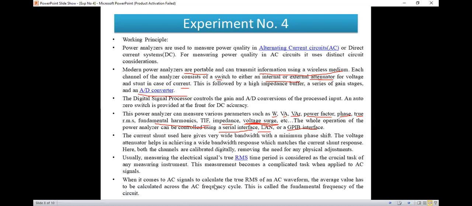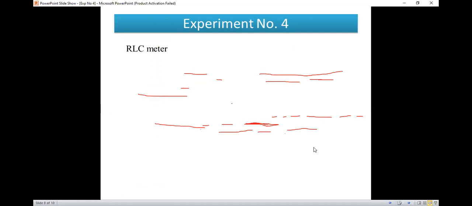Generally, in case of an AC signal, if you want to calculate the RMS value, that is root mean square value, it is a difficult task. So you just calculate the average value of that AC signal. This is called the fundamental frequency of the circuit. Okay, this is nothing but the fundamental frequency of the circuit. So this is related to power quality analyzer.